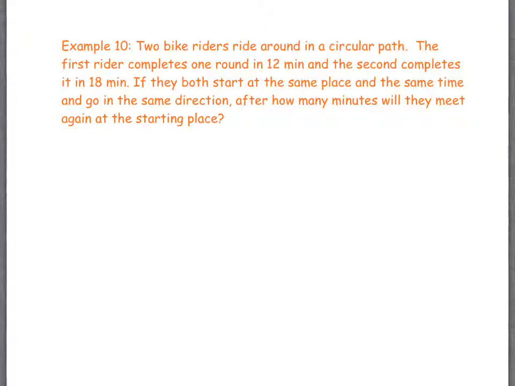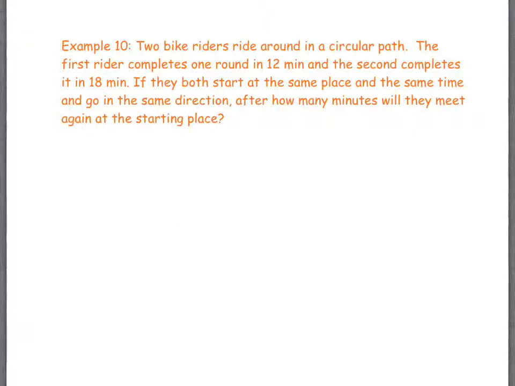So first person goes around the track and they get back to the starting spot in 12 minutes. And if they keep going, when's the next time they get back to the starting spot? 24 minutes. And the next time they go back around the starting spot is 36 and so forth. Everybody with me? Rider number 2 does the same thing, except that he ends up back at the starting spot in 18 minutes. And if he goes around again, it's in 36 minutes.